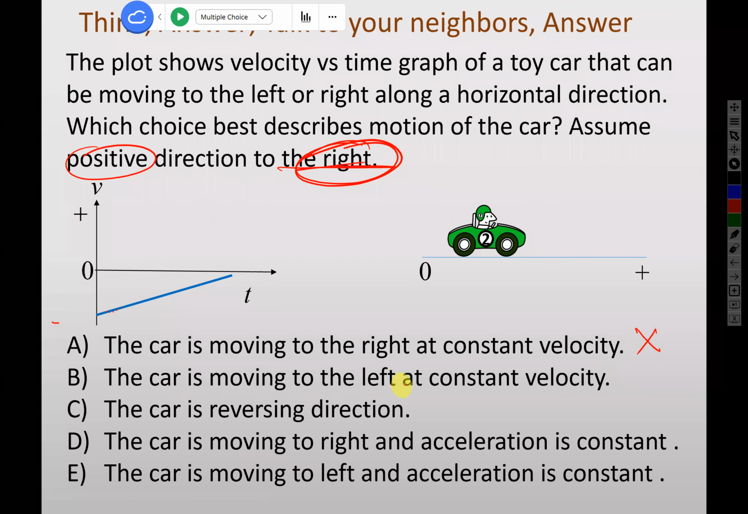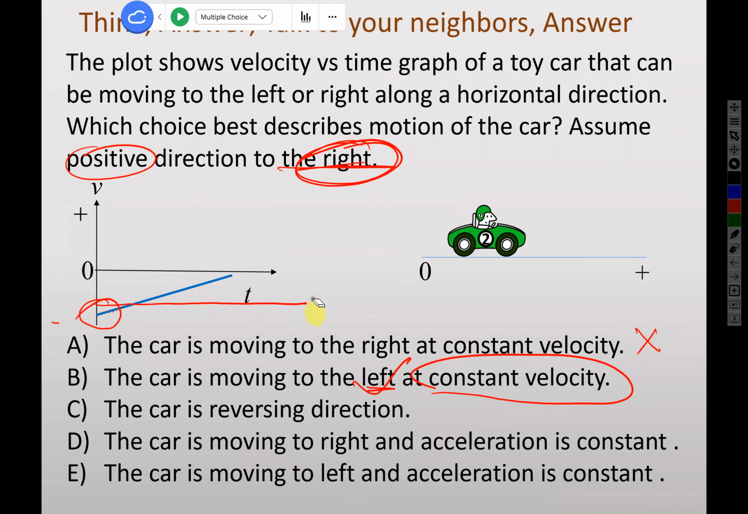The car is moving to the left. Moving to the left, negative velocity, left. That's good. But it says at constant velocity, which means it has to be flat. It's not. So that's why this is not correct. Constant velocity means no acceleration. But we see there is acceleration because there is a slope of this line, a non-zero slope.